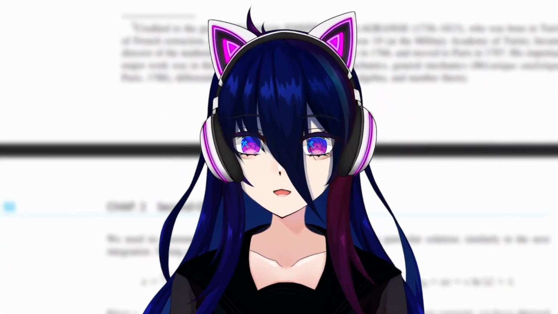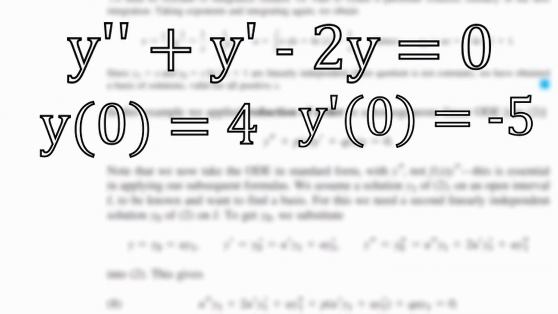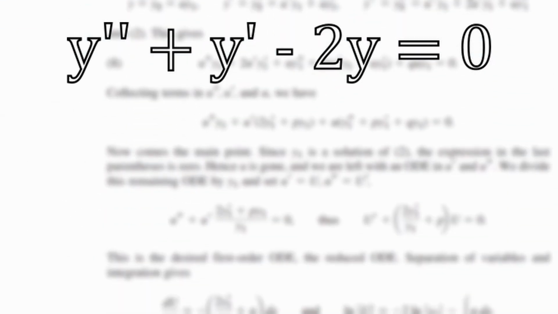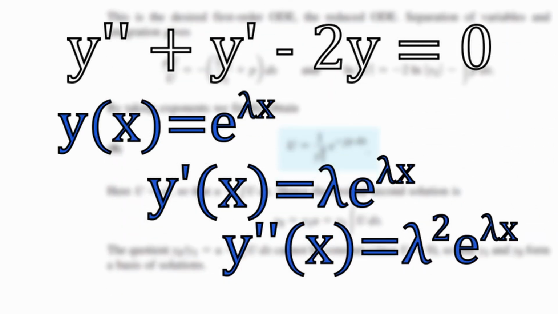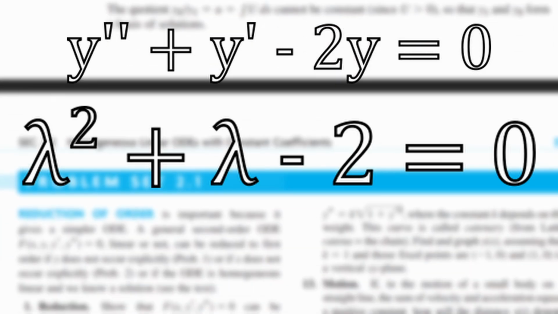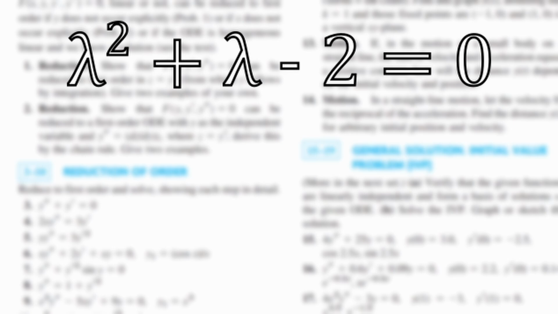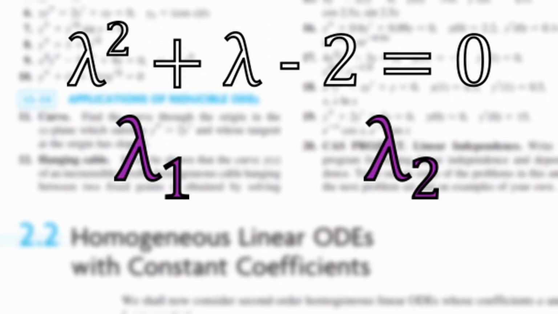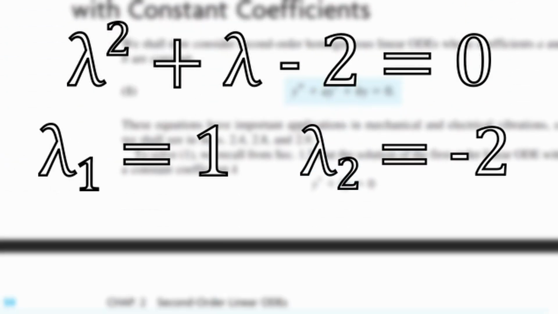Now let's take a look at that first example. So here's the ODE that we're going to try to solve, and here are our initial conditions. Set the initial conditions to the side for a minute, but for now, let's look at the ODE and plug in our y(x) = e^(λx). Just like in the general example, we can create the characteristic equation of λ² + λ - 2 = 0. Now we can solve for a λ1 and a λ2 the same way that we would solving a quadratic. This gives us that λ1 = 1 and λ2 = -2.